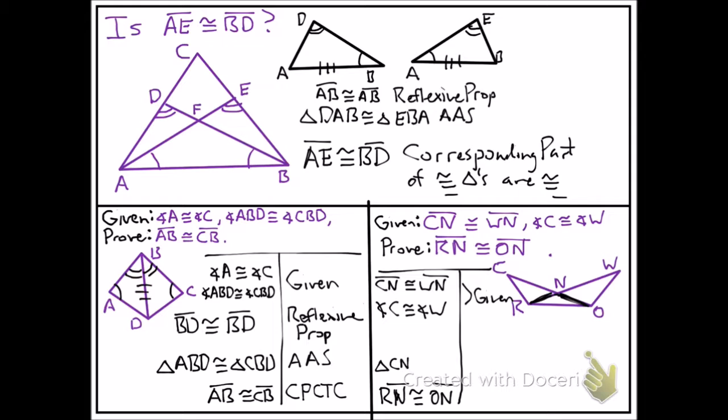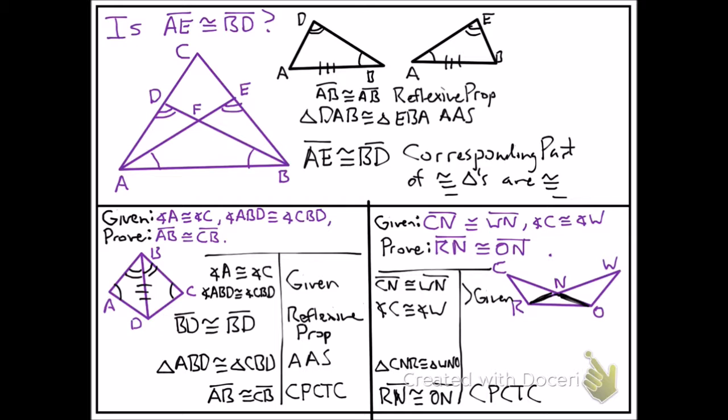So that's CNR is congruent to WNO. Now the reason those are going to be congruent is corresponding parts of congruent triangles are congruent. I wrote too many letters there. So what we have to figure out is what the middle steps are that get us triangle congruence, what type of triangle congruence it is, and then we have the rest of the proof filled in.